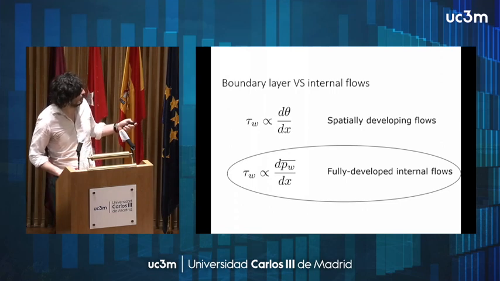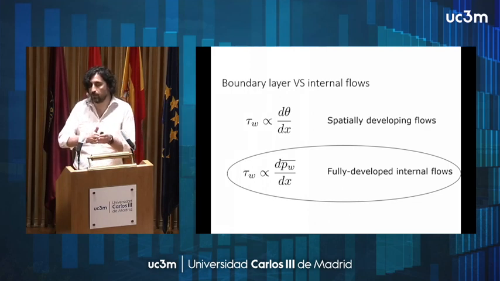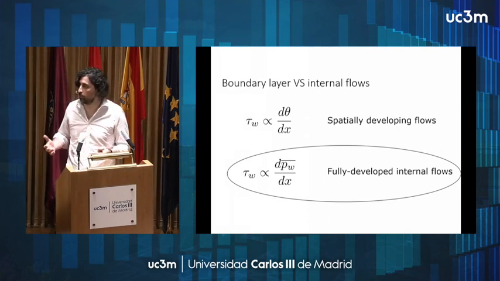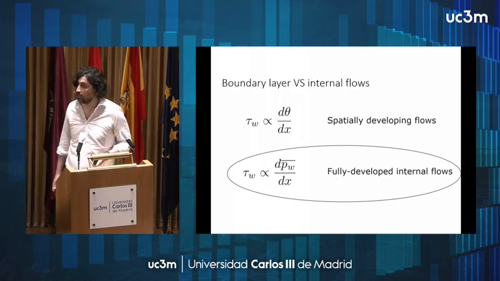Internal flows, like a fully developed pipe or channel: what does it mean, fully developed? It means that the flow is in equilibrium, so the flow does not evolve anymore in the streamwise location. There is an equilibrium between forces in the system, so the skin friction is in equilibrium with the pressure gradient.